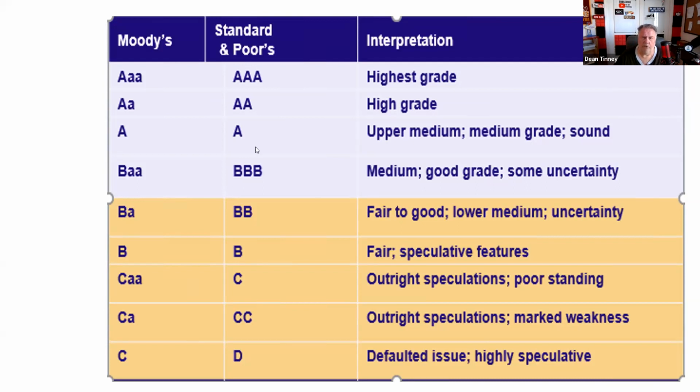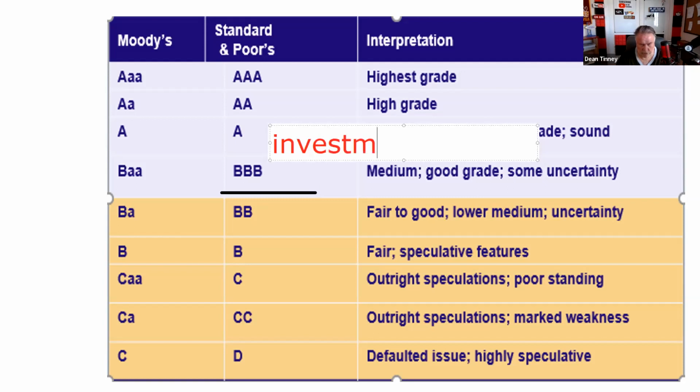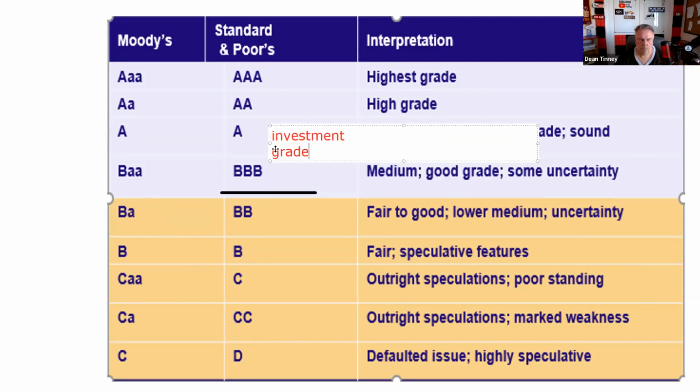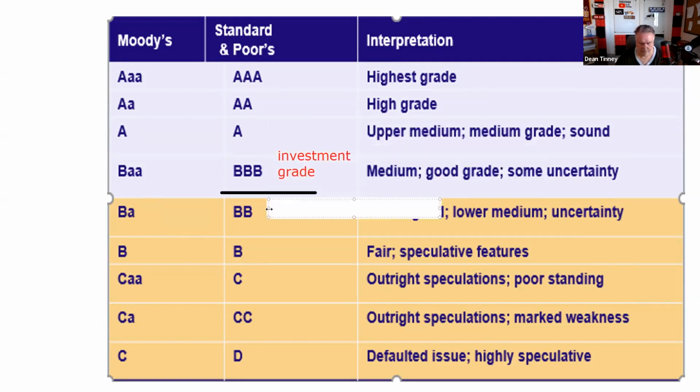Now, the one we're concerned with on the test is Standard & Poor's. And we need to know that below BBB, be careful. Below BBB, bonds are less than investment grade. We don't say junk because one man's junk is another man's treasure. But we do say less than investment grade. And these are less than investment grade.